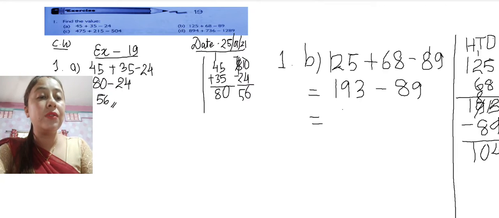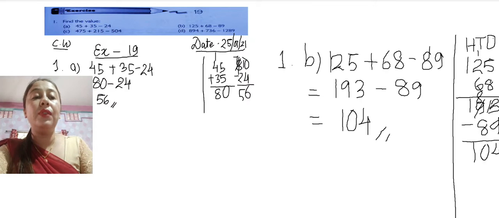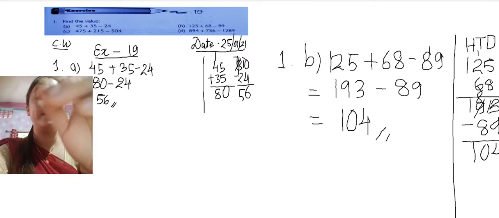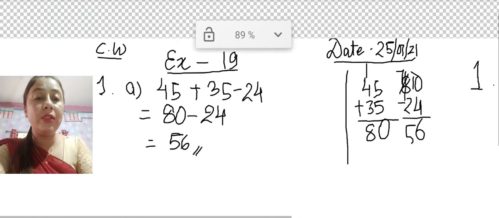The answer you got is 104. So 104 is the answer. So we have completed B also. Now we will do number C. Okay. So let me zoom the screen. Number C I will do here.